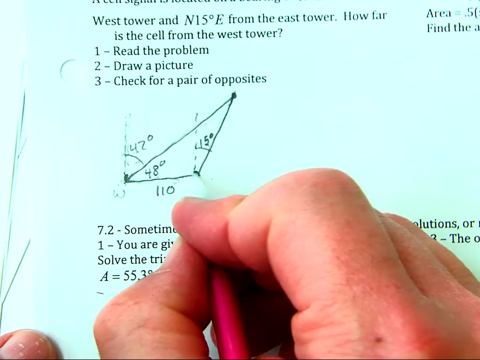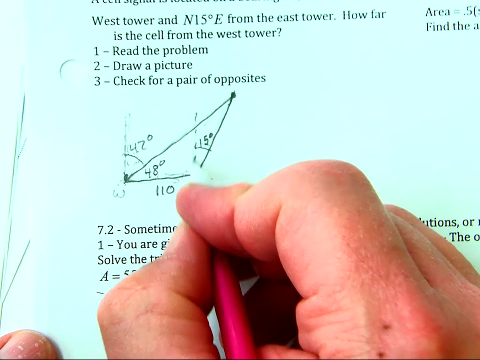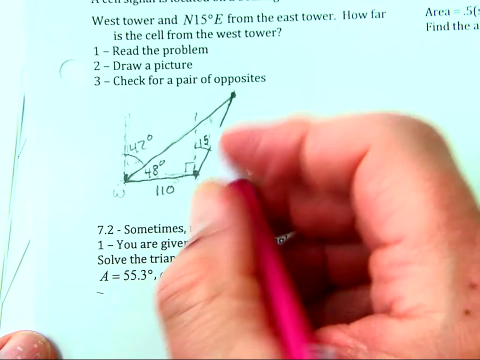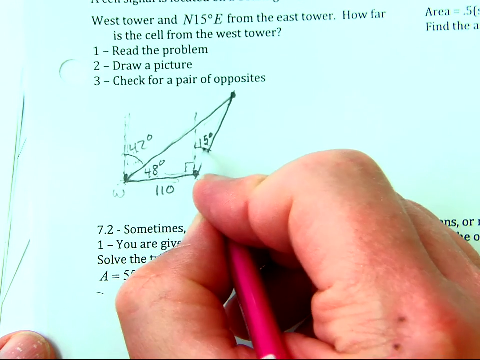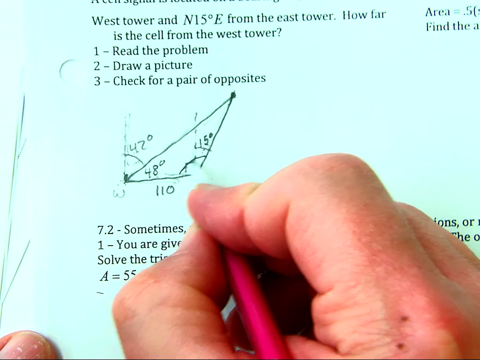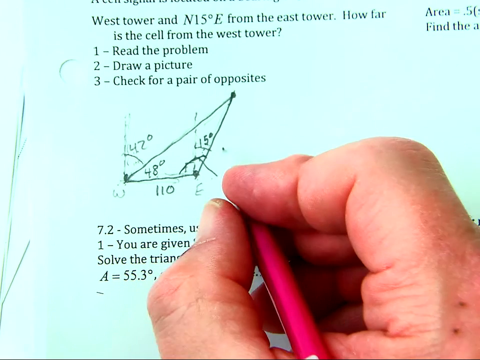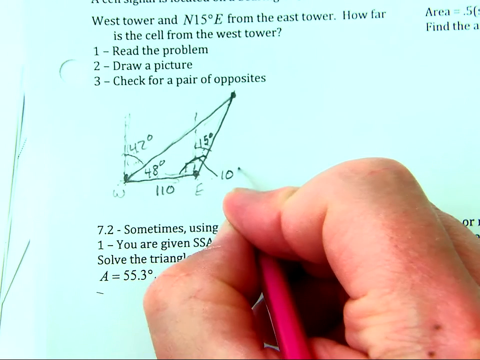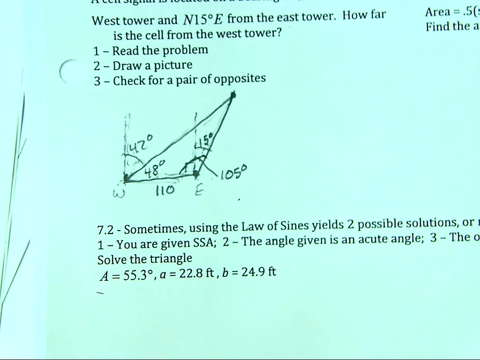Here, this is east-west. This line was north, so this angle right here is a right angle. So we had 90, and this one was 15. So this whole angle right here is 90 plus 15. So it's 105 degrees. Okay? You see how we got that?